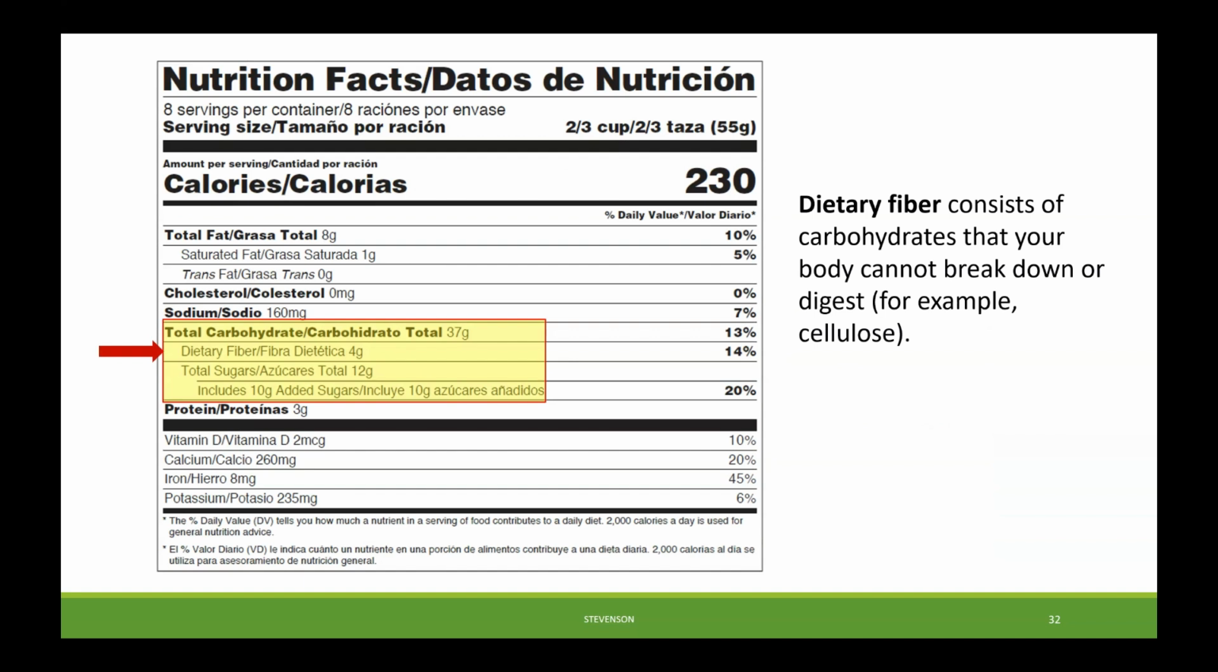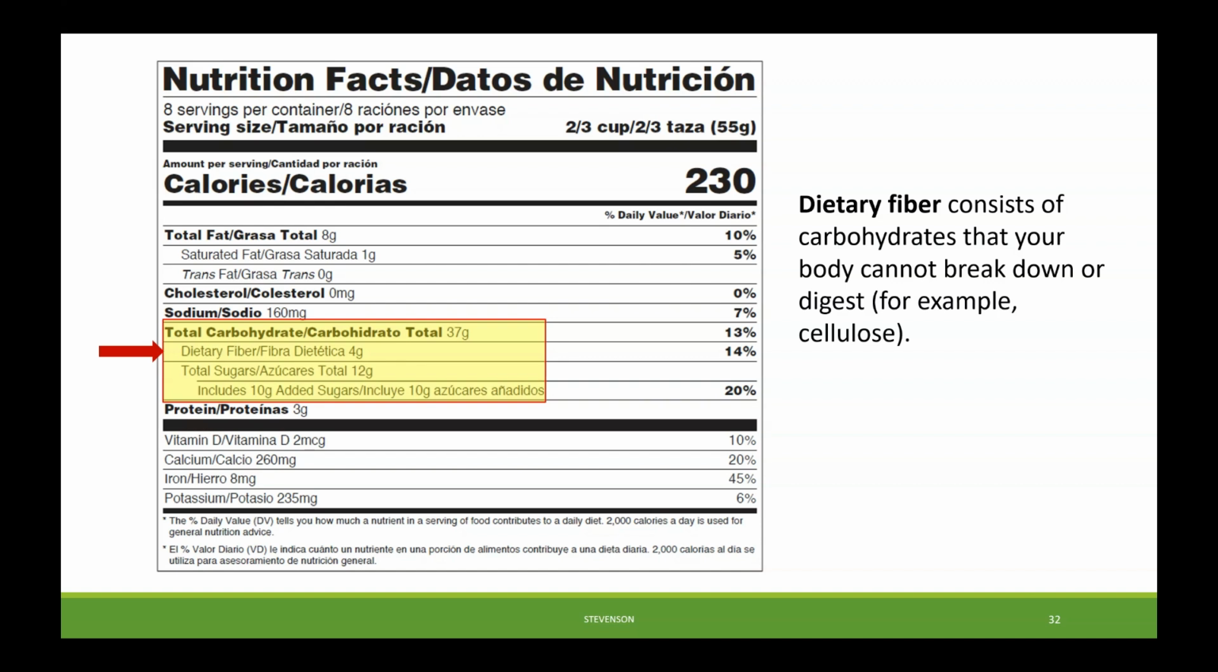For example, cellulose, that structural component of plant cells, that is a carbohydrate that our bodies cannot break down and derive any nutrition from. So whenever you eat a plant, you are eating cellulose, but you can't digest it, and so it ends up passing right through your digestive tract and out through the other end.